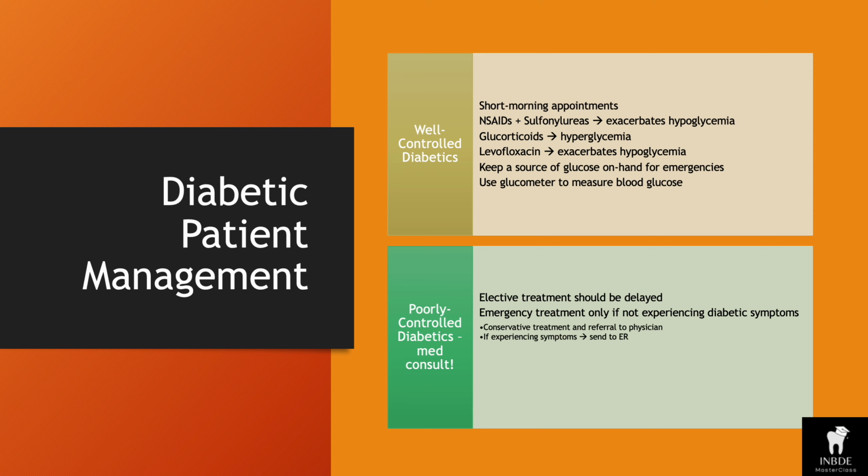When it comes to poorly controlled diabetics, we want to submit a medical consult, delay all elective treatment until we get that back and get that patient cleared, and provide emergency treatment only if that patient is not experiencing diabetic symptoms. So we want to look at conservative treatment and referring them to their physician for clearance, as well as getting them a game plan with their doctor to get their blood sugar under control. If a patient is experiencing diabetic symptoms, that's when we want to send them directly to the ER.